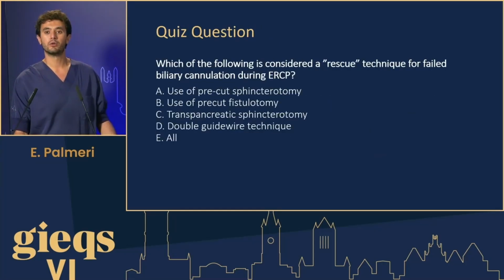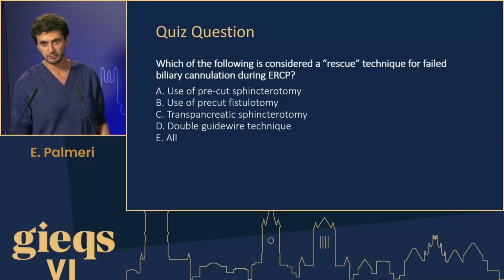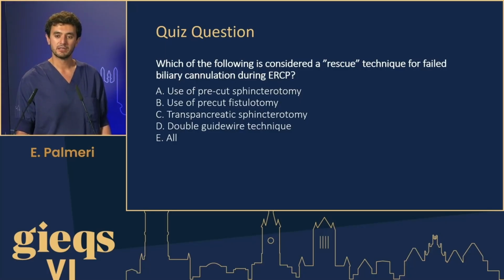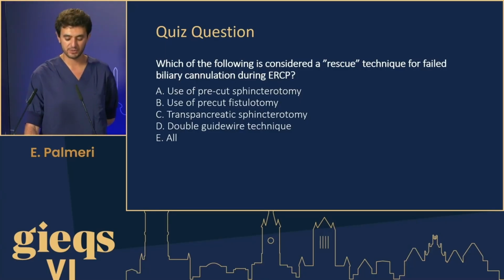Our poll will be: which of the following is considered a rescue technique for failed biliary cannulation? Precut sphincterotomy, precut fistulotomy, transpancreatic sphincterotomy, double guidewire technique, all the answers.